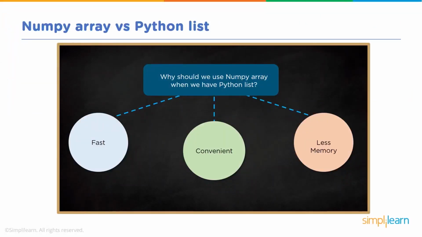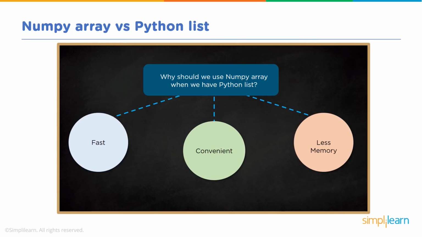So back to our NumPy array versus Python list, Python list being the basic list in your Python. Why should we use NumPy array when we have Python list? Well, first, it's fast. The NumPy array has been optimized over years and years by multiple programmers, and it's usually very quick compared to the basic Python list setup. It's convenient, so it has a lot of functionality in there that's not in the basic Python list. And it also uses less memory, so it's optimized both for speed and memory use.